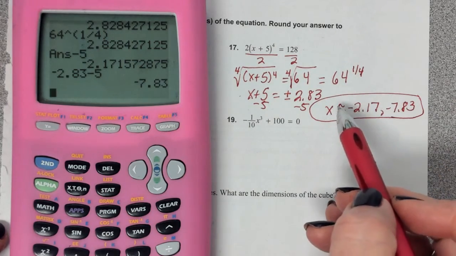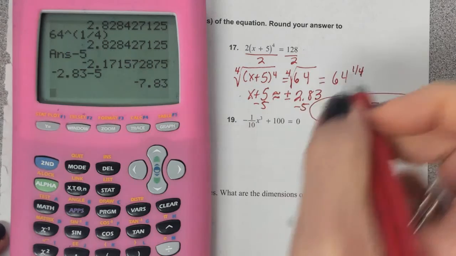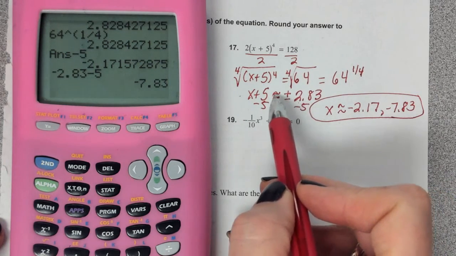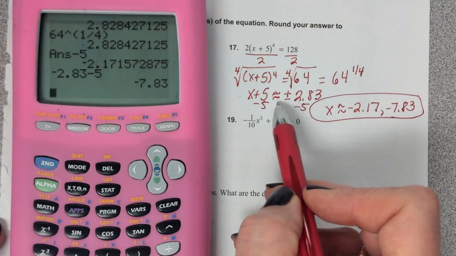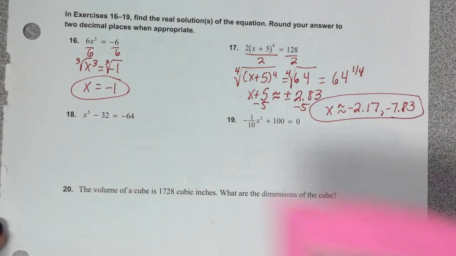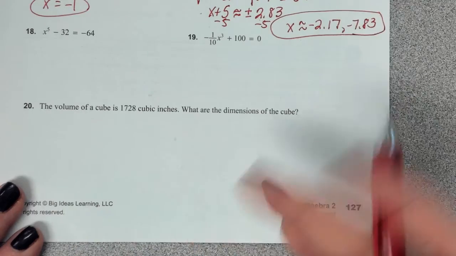And the reason I'm using these little squiggles right here is because I actually took the 4th root, and this is an approximation. Anytime we want to say is approximately equal to, if we've rounded, you really should use that kind of notation. All right, let's see if we can get through 2 more, 19 and 20.